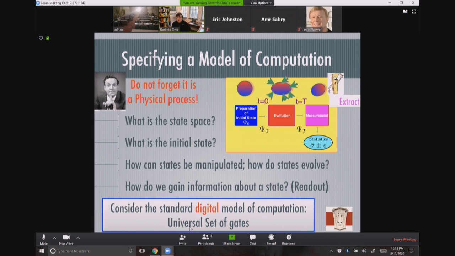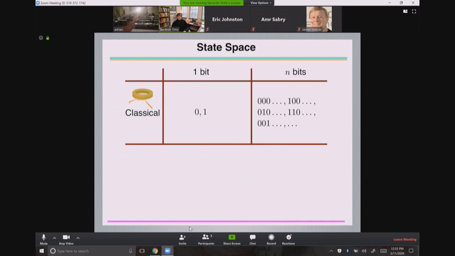Let's concentrate on that. So it was already explained before, so I can go fast through these slides, that the state space in principle is represented in terms of bits. Bits are things that can only be in the state 0 or 1, and if you have many bits, essentially it's a set of strings of 0s and 1s, okay?